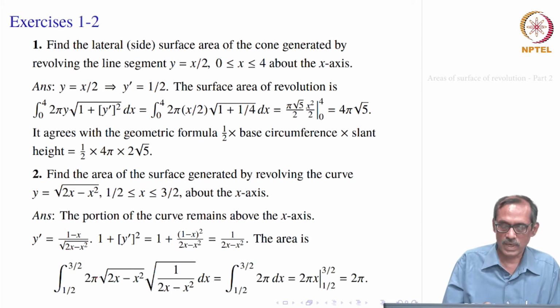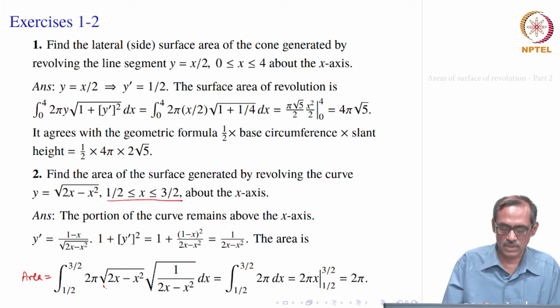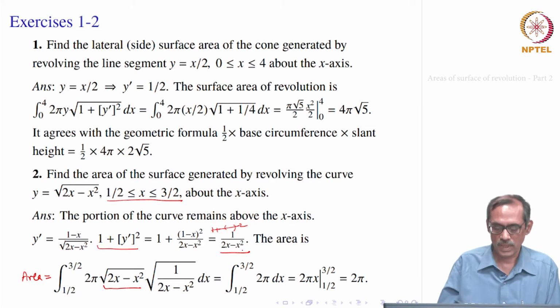Then we get the area of the surface. That is the integral for the x limits half to 3 by 2, of 2 pi y, which is the square root of 2x minus x square, times the square root of 1 plus y prime square. So, 1 plus y prime square, which we have computed as 1 by 2x minus x square, and its square root is just the square root of 1 divided by 2x minus x square.